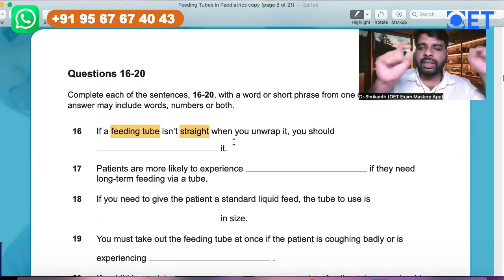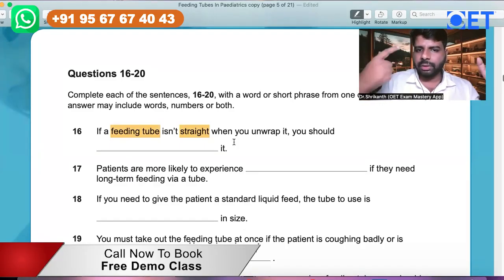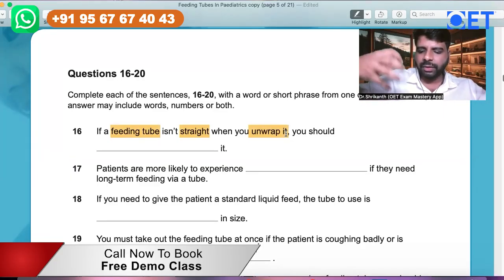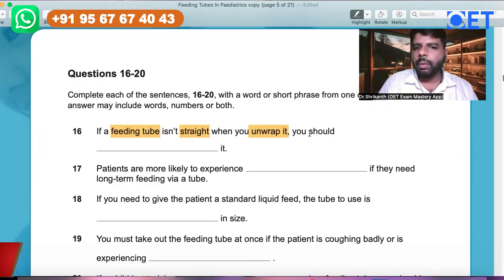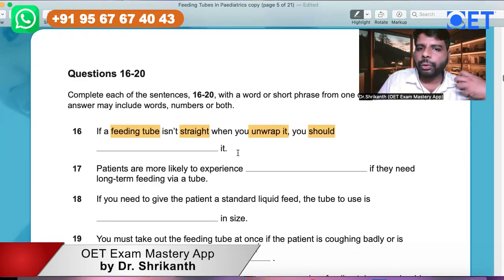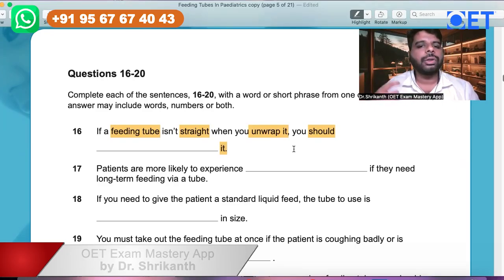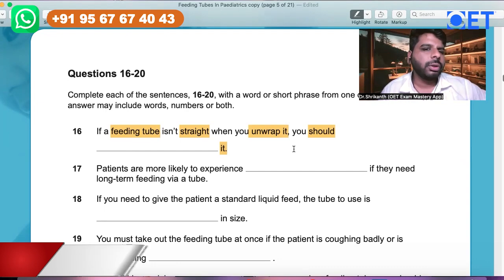So if a feeding tube is not straight, okay, it is coiled up when you unwrap it. Okay, so unwrapping means what? From the plastic cover. From the plastic cover, we are using a new feeding tube and it is not straight. Okay, what should you do? So you should do something. You should. Should basically means what? Compulsorily. Okay, so if you find when you're unwrapping it that it is not straight, what should you do with it? Now, what is your intuition telling you?